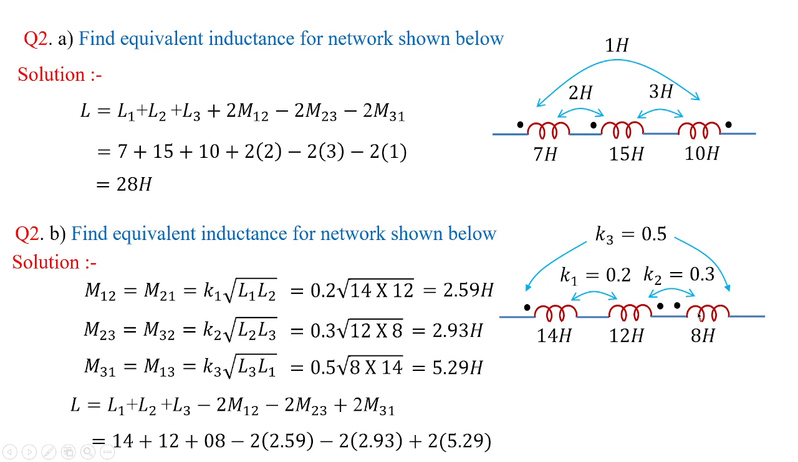Finally, between coil 1 and coil 3 the mutual parameter is positive, so that's why it is positive, and the value we have obtained for M31 or M13 is 5.29. So overall, if you substitute the values, you're going to get 33.54 henries. So this is how you solve dot convention problems, especially for series circuits.